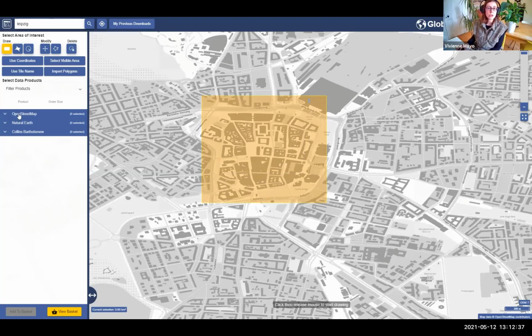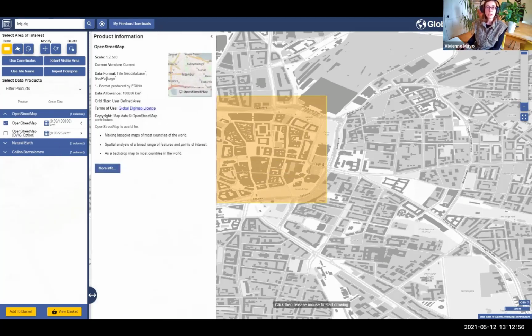The next step is to just check the boxes next to the mapping products that you want. So for example, if I want OpenStreetMap, I would just tick that box. There's two different options here. If you're a CAD user, we have OpenStreetMap in DWG format. I've selected the one that provides it in a file geodatabase and geopackage format.